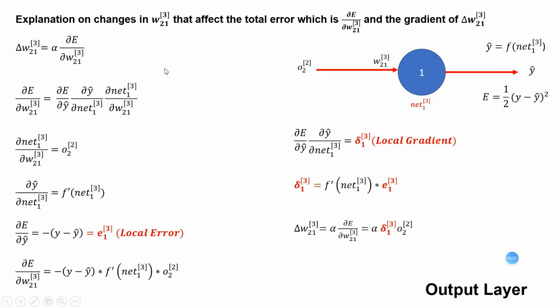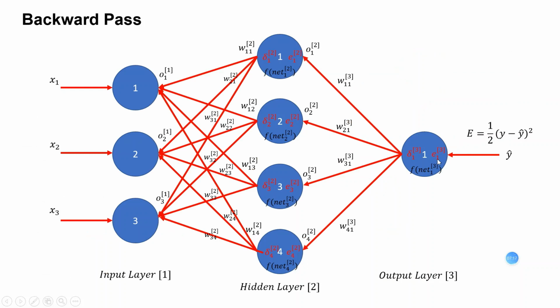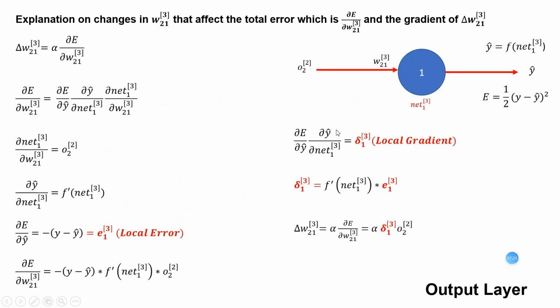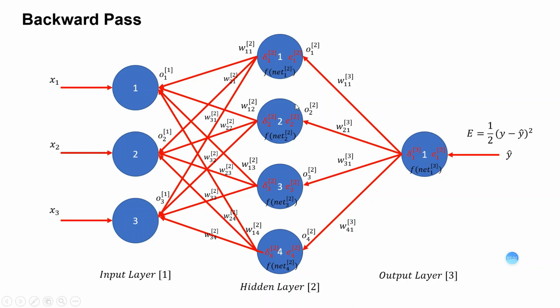First, to get the equation, we need to know the deltas. First, delta net 1 of the output layer over delta weight 2-1 of the output layer. We can see from the graph that it is equal to the output at node 2 of the hidden layer.